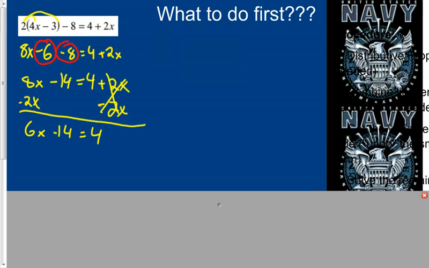And hey, it's a two-step equation. We can work away from the variable first and then get to the variable second. So we're going to add 14. We're working on the left side. Add 14. We got 6x equals 18. And finally, we're going to divide by 6 on both sides. We get x equals 3.